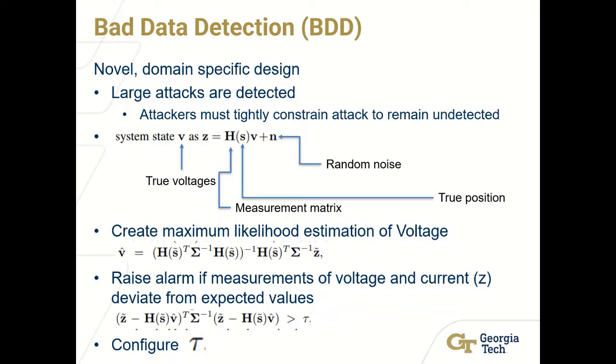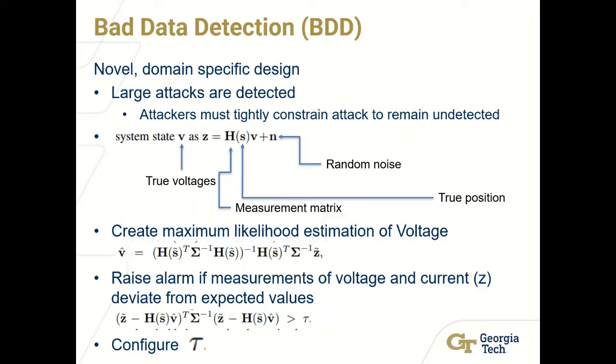As noted in a previous slide, bad data detection is employed in AC systems. The novelty of this paper is the domain-specific design and the application of two DC circuits. So bad data detection means that large attacks are detected and/or attackers must tightly constrain their attack to remain undetected. The method of doing this is to calculate a system state, which we're going to represent as V, which is a vector of our true voltages.